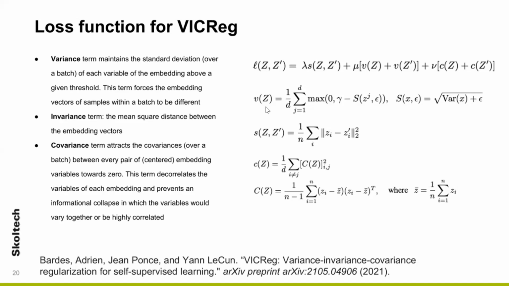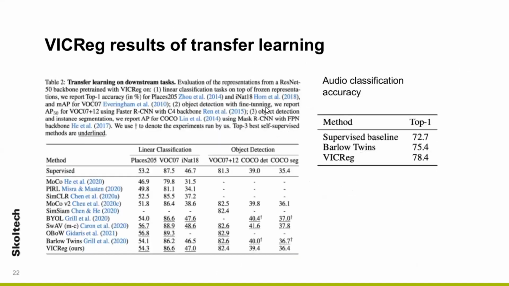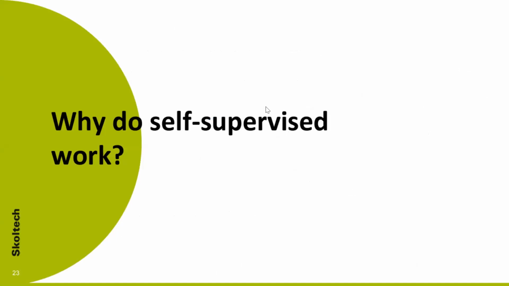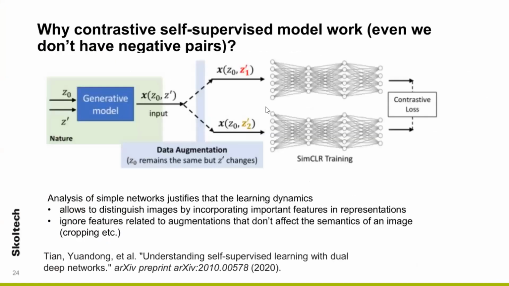Again, some improvement. But I have a couple of minutes to finish, and I want to say something about why it works. Actually, there is a paper, quite recent, on why we can work without negative pairs.